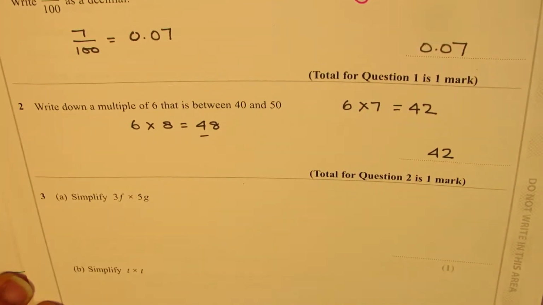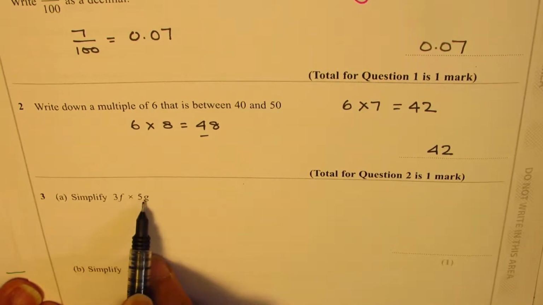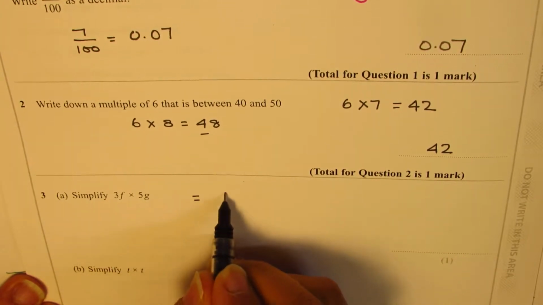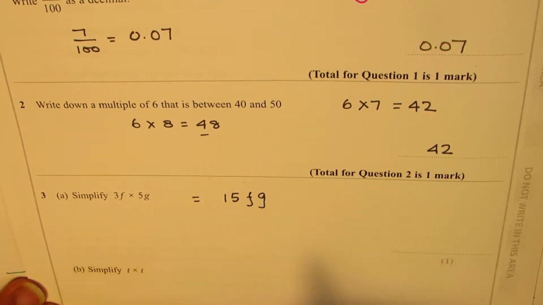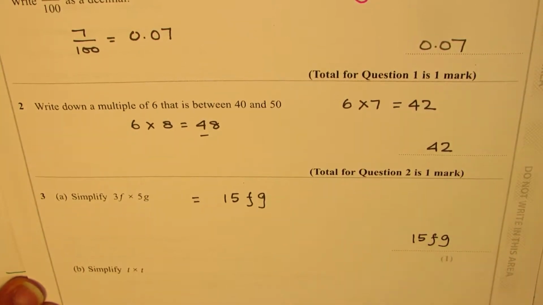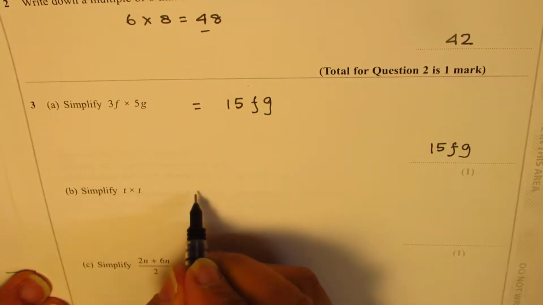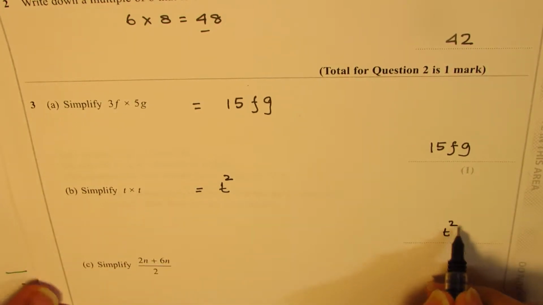Question 3 is simplify 3f times 5g. So when you multiply, the numbers get multiplied. So 3 times 5, we get 15, and f and g will come as such, right? So we get 15fg as our answer. Simplify t times t. t times t will be t squared. So we'll write t squared here.